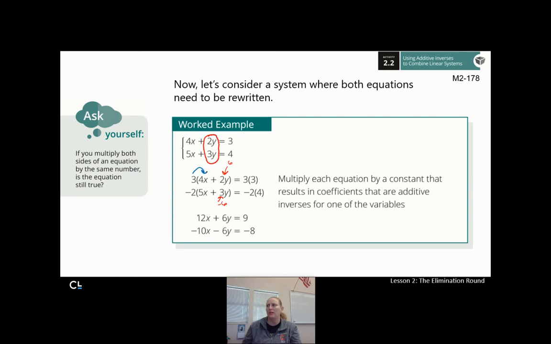And of course, at this point, we do need to distribute. So 3 times 4x is 12x, 3 times 2y is 6y, and 3 times 3 is 9. And we have to do it again over here. Negative 2 times 5x is negative 10x. Negative 2 times 3y is negative 6y, just like we wanted. And of course, negative 2 times 4 is negative 8. And look at that. We now have additive inverses.